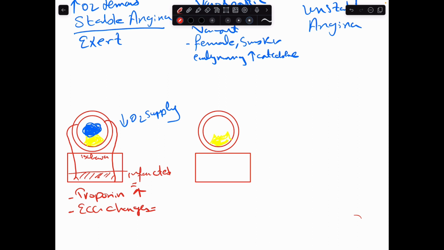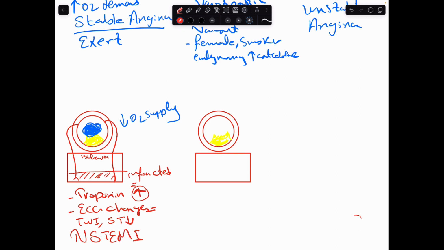The ECG changes are really non-specific. They could be T-wave inversions or ST depressions, all suggestive of ischemic ECG changes, and a troponin rise because of the infarcted muscle. This is called non-STEMI.